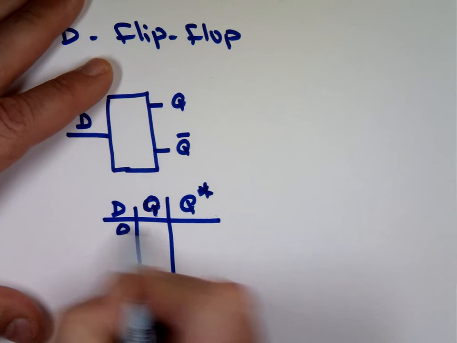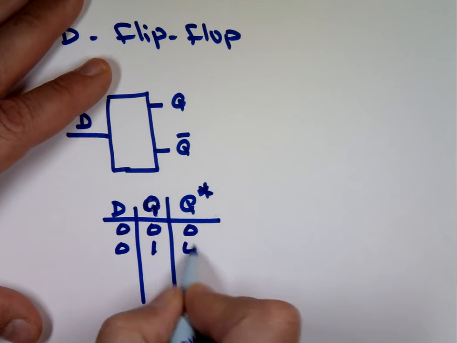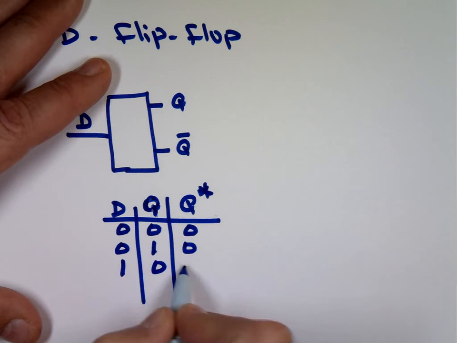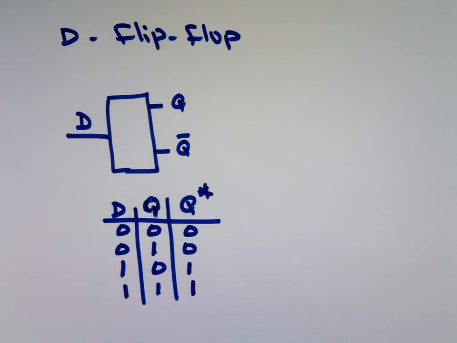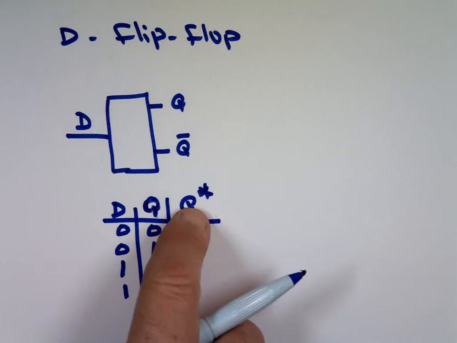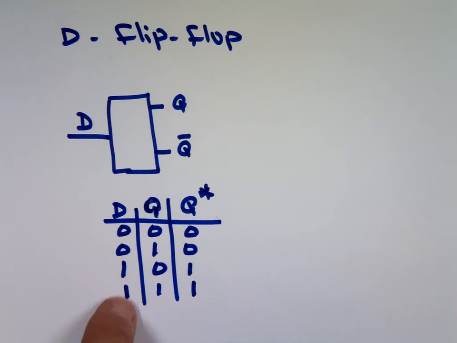If D is 0 and this is 0, you end up with 0. 0, 1, you end up with 0. 1, 0, you end up with 1. 1, 1, you end up with 1. That's the truth table for the D flip-flop from last class. And what do you notice? It looks like Q follows what? The next state is always what D is. It doesn't matter what the previous state is.